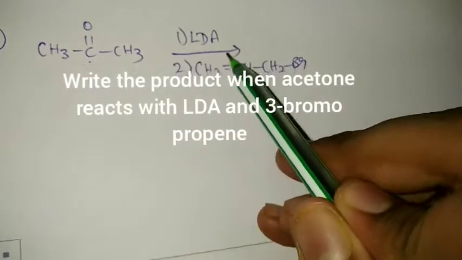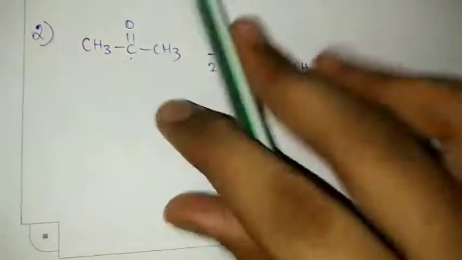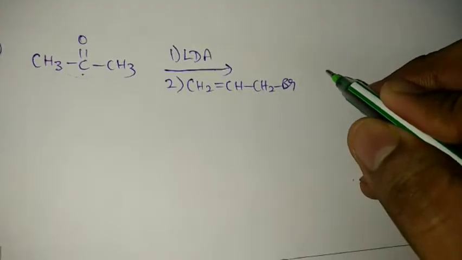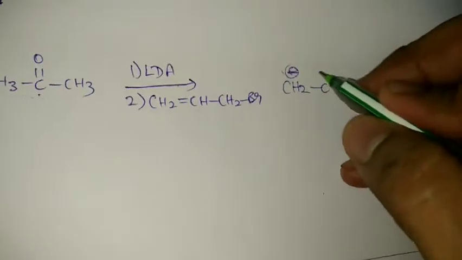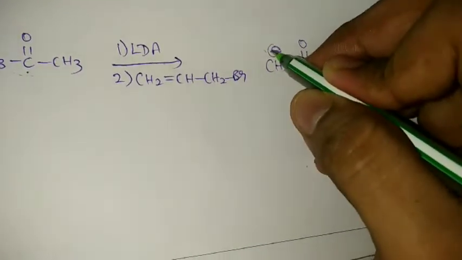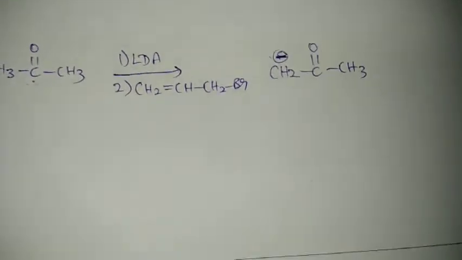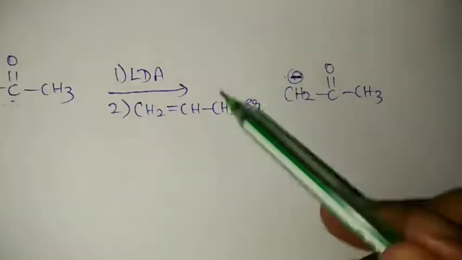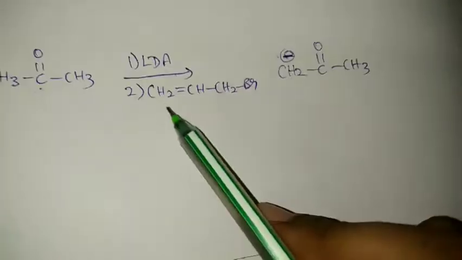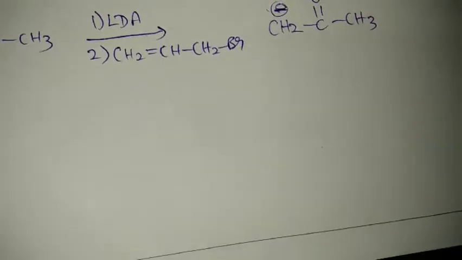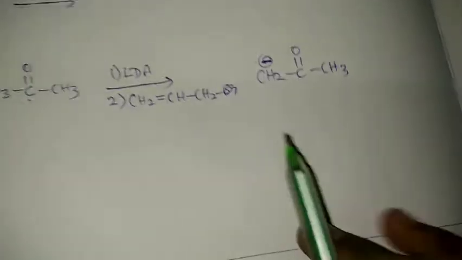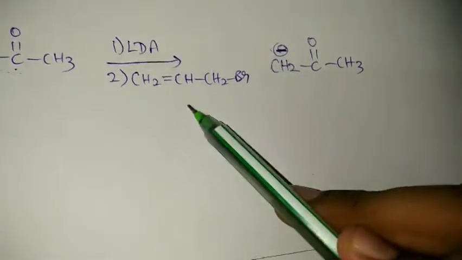This is a carbonyl compound with LDA. What will it do? Simple. It is symmetric, so nothing to worry. It will remove the alpha hydrogen, which is the most acidic hydrogen. So it will be CH2 minus C double bond O CH3. Now comes the catchy point. This is a negative charge, so it acts as a nucleophile and will attack this compound, given as 2. This reaction we have not studied in this chapter, but organic chemistry is generally linked. We have to see that a negative charge will attack a positive charge.